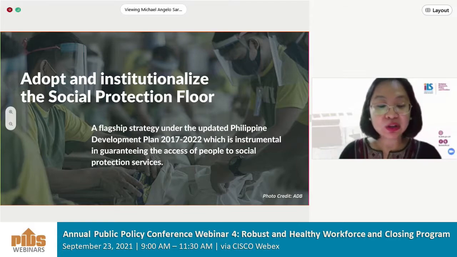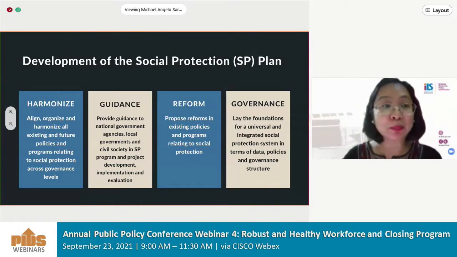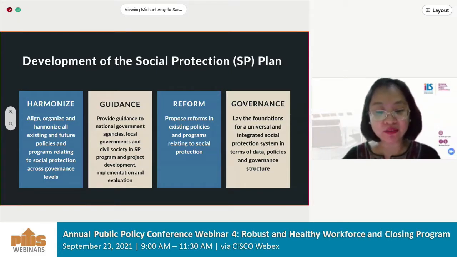Next slide, please. To reinforce the social protection floor strategy, the proposed social protection plan being led by the DSWD is incorporated as one of its major strategies. We envision the Philippine social protection floor to be a coherent mix of contributory and tax-based measures that will contribute to the gradual attainment of universal coverage.